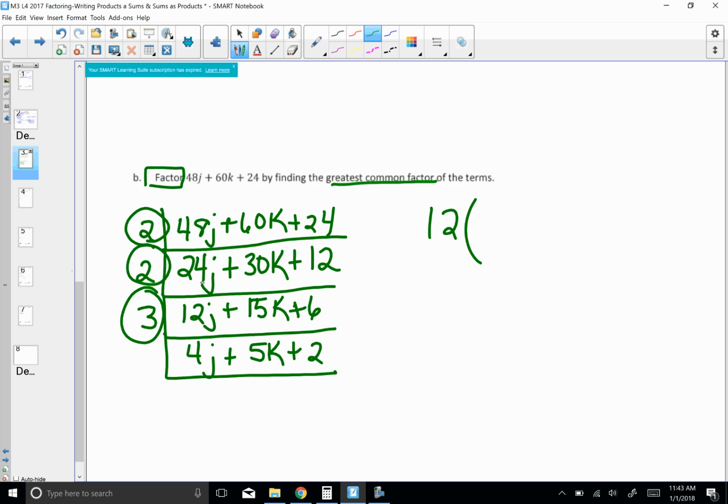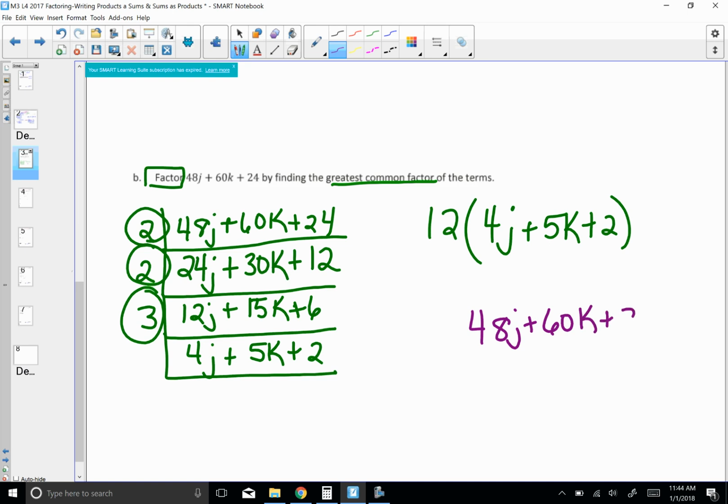But when I take out all these numbers and take out the GCF 12, I'm left with 4j plus 5k plus 2. And I can check this, right? 12 times 4, that's 48j. 12 times positive 5, that's 60k. 12 times 2, that's 24. When I multiply it back out, I should get what I started with. So here's my factored answer. What I multiplied to get that, 12 is the GCF.